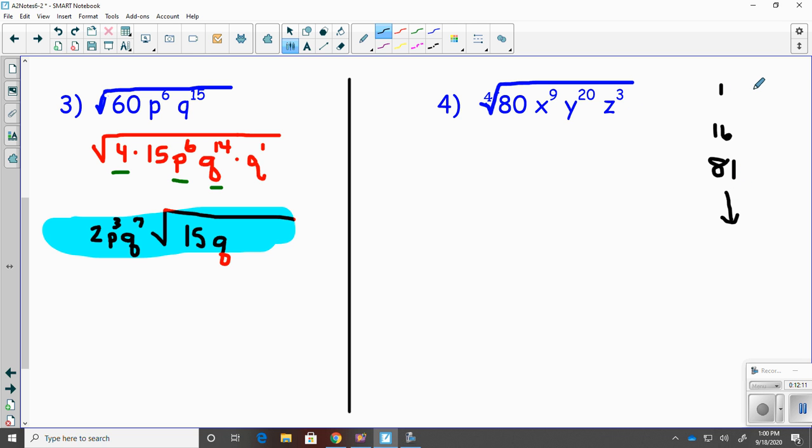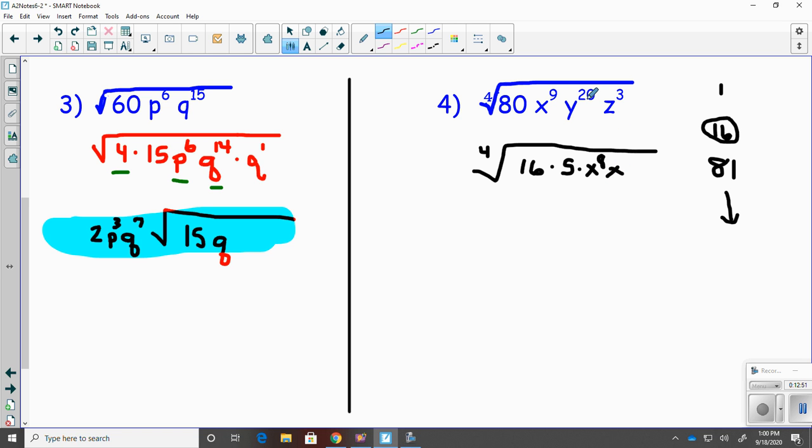Okay, so based on what I see right there, obviously 80 is not in the list. 16, though, does go into 80, so I'm going to write 80 as a factor. So I'm going to say 16 times 5. Okay, and then I look at x to the 9th. 9 divided by 4 is not going to be a whole number, so I'm going to have to choose to write x to the 9th as x to the 8th, 8 should work, times x to the 1st.